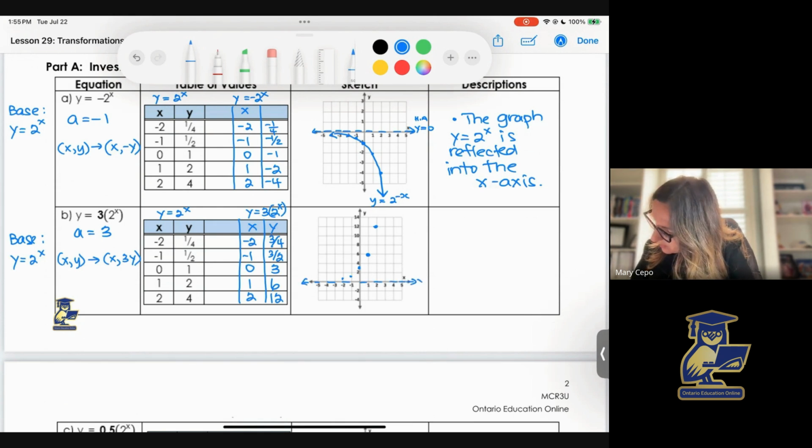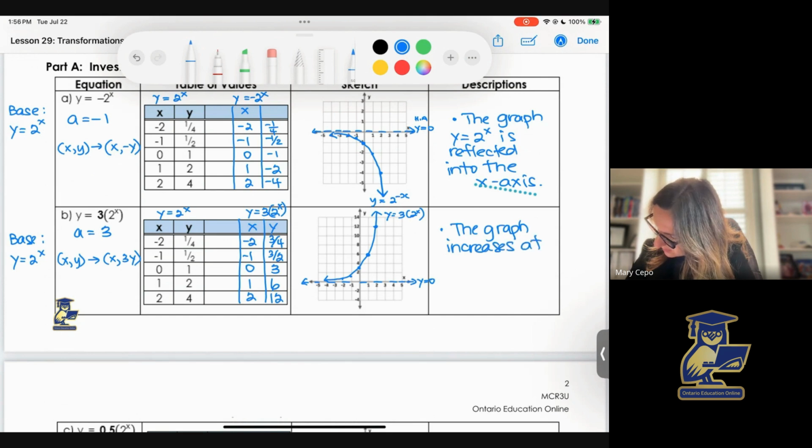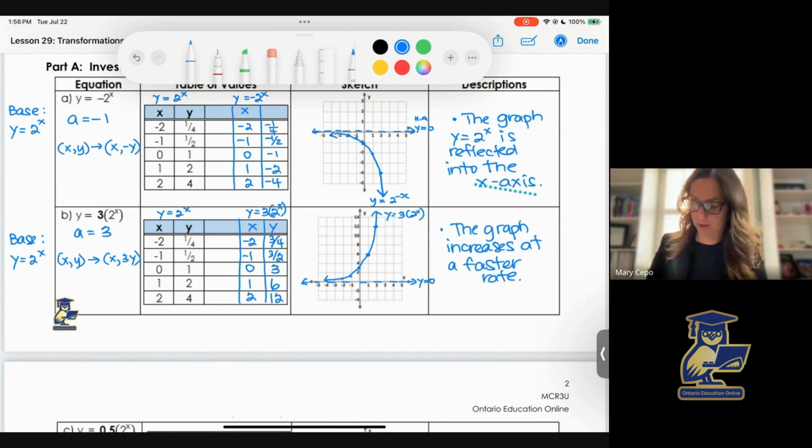Very, very important. That is a very critical characteristic of this function. There's a horizontal asymptote at y equals 0. So this would be y is equal to 3 times 2 to the power of x. Okay, so because of that, when you're comparing it to the original function above, the graph increases at a faster rate. It's vertically stretched by a factor of 3.